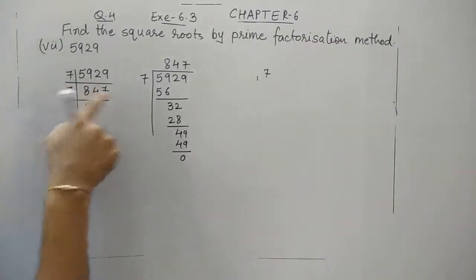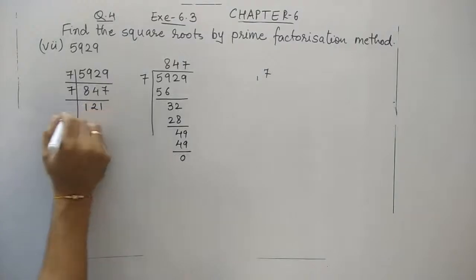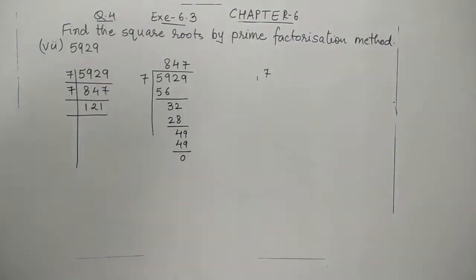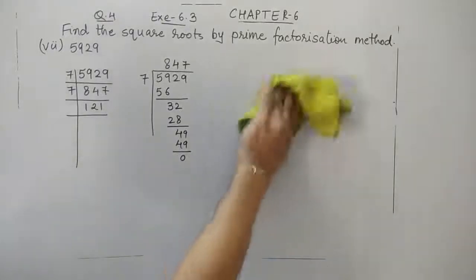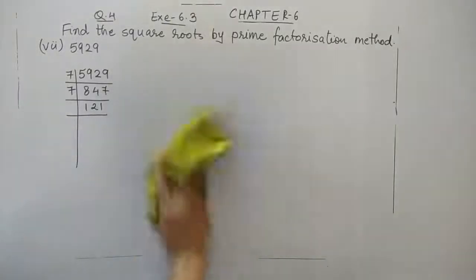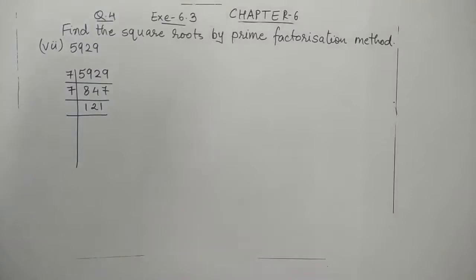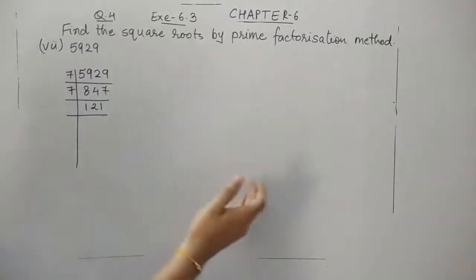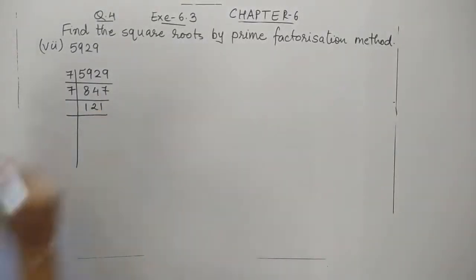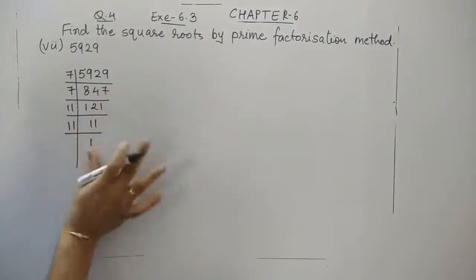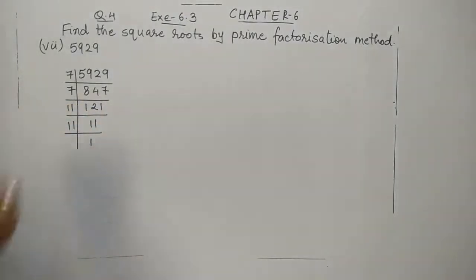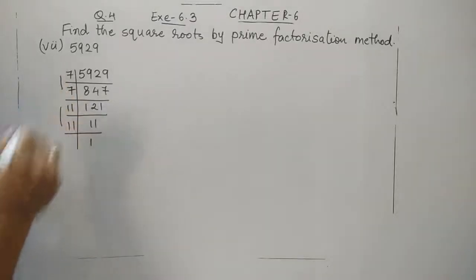7 1s are 7, 14, 7 2s are 14 and 7 1s are 7. Now students you can see that it is divisible by 7. अब ये 7 से डिवाइड हो गया. Now look, the number is 121. As we have already learned the squares from 1 to 25, this is a square of 11. So 11 1s are 11 and 11 11s are 121. So we obtain that the pair of 7 and pair of 11.